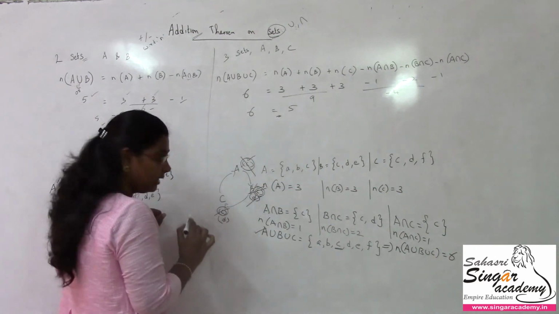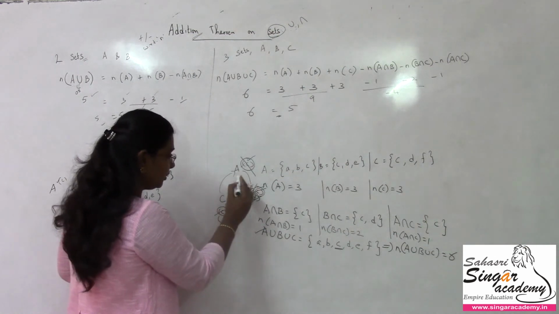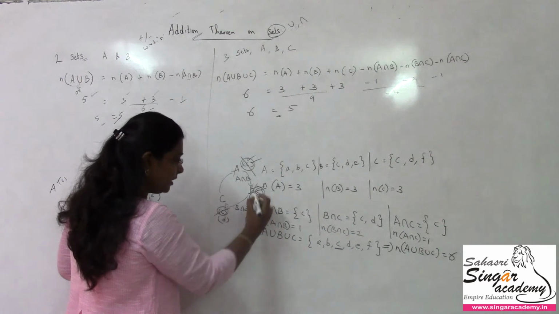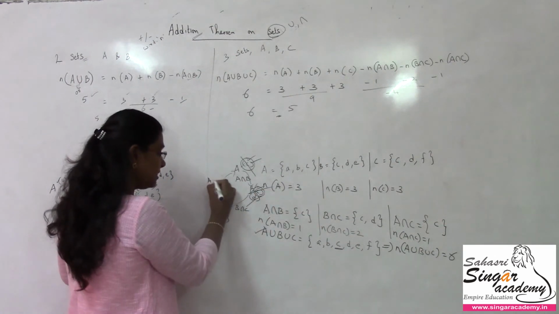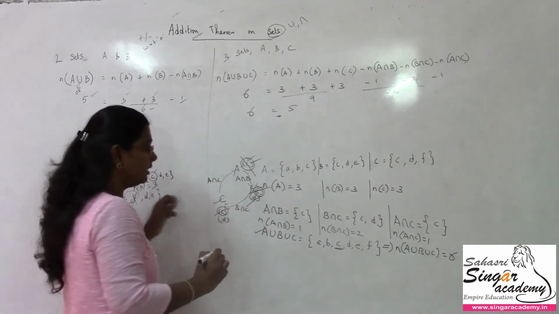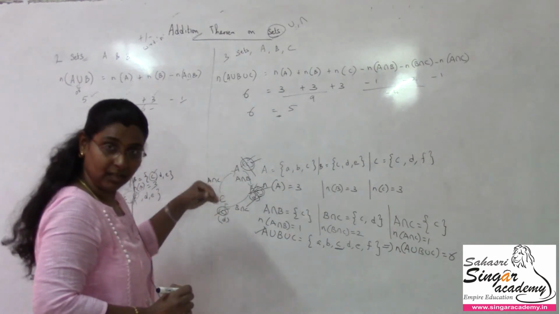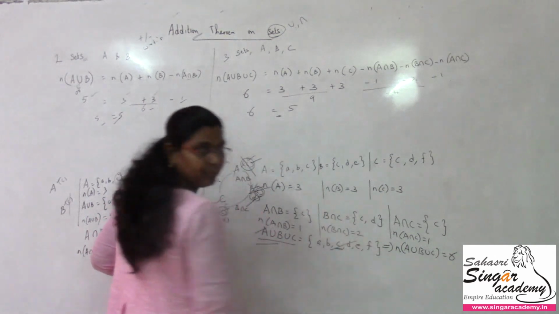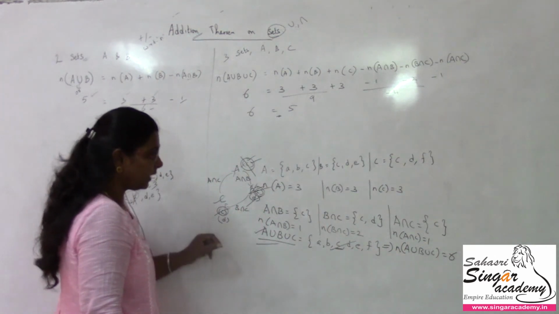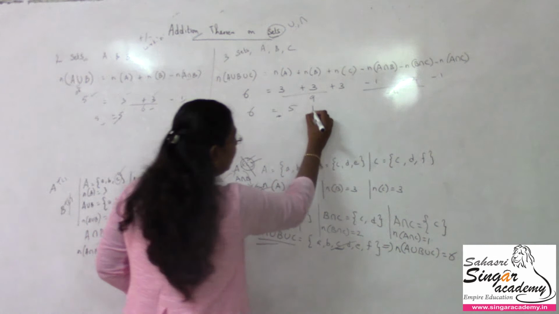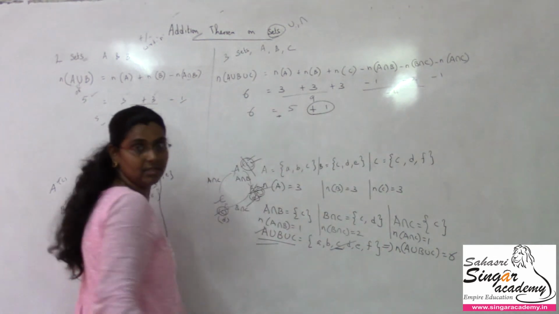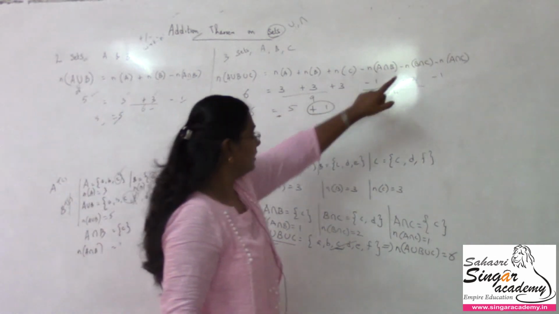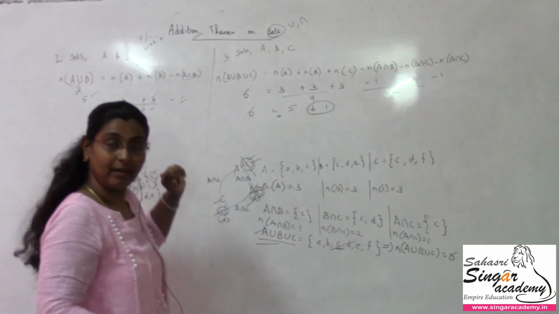I'm removing it. But for A intersection B, I have removed one C. For B intersection C, I have removed another C. For A intersection C, I have removed another C. So if you check, C should not appear, but in A union B union C, C is there. So this is why this plus 1 is not tallying with us. The reason for this plus 1 is that when we subtract all these, we are removing all the common elements, so I have to add back.